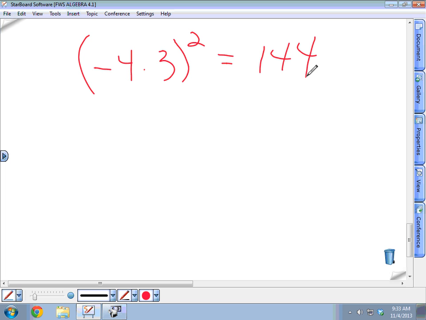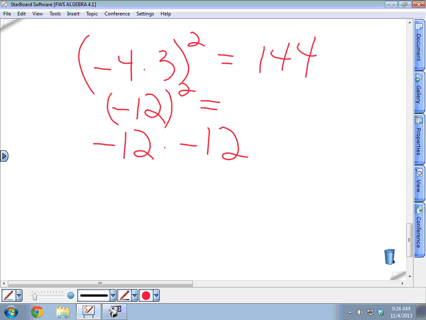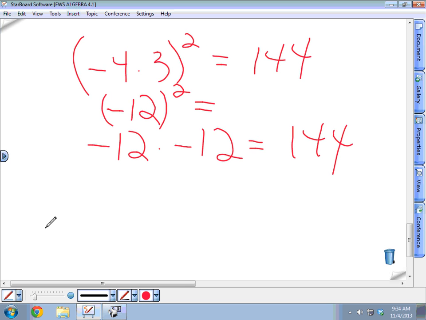Let me show you. What's the first thing we do in our order of operations, guys? Grouping. So first thing we do is what's in the grouping symbol. What is negative 4 times 3? It's negative 12. So you have negative 12 squared. What is negative 12 squared? That's negative 12 times negative 12. When I multiply two numbers and they're both negative, I get a positive. So it's a positive 144.